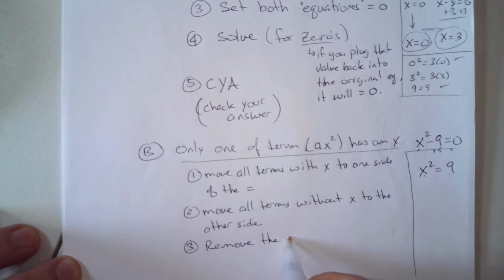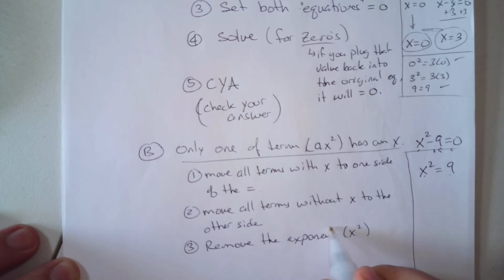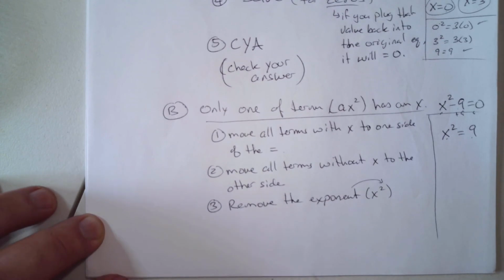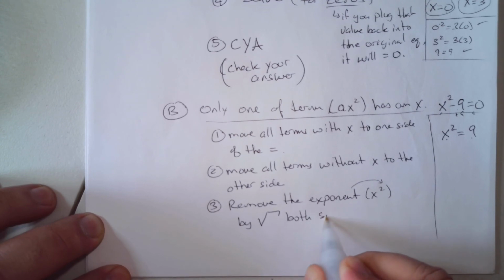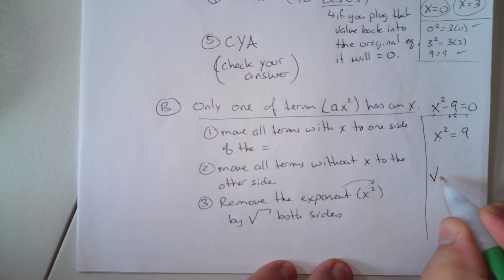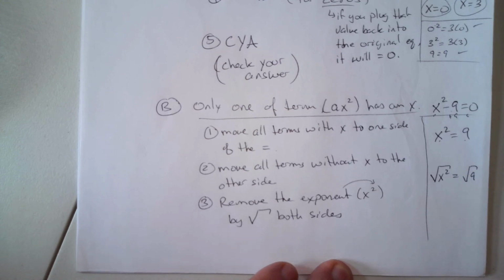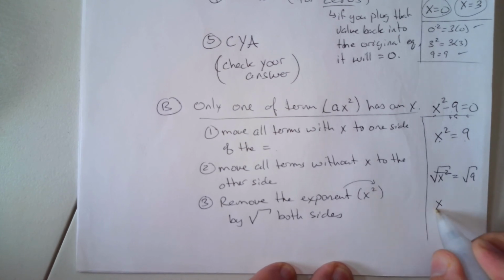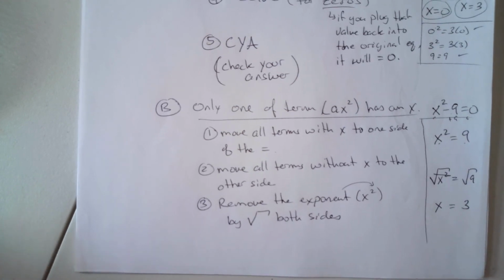Remove the exponent. How do you get rid of the exponent? By square rooting both sides. So here, I square root the x squared, and I square root the 9. So the x squared and x cancel out. Square root of 9 is 3. But there's a problem. We only have one answer. Where is the other one?